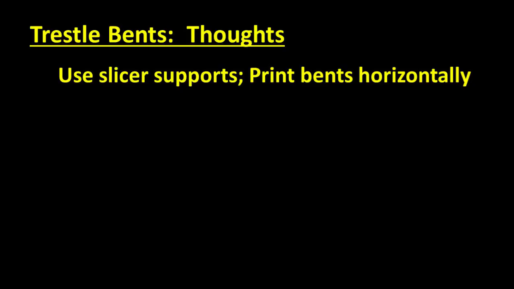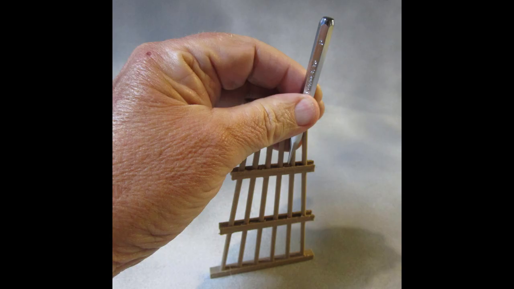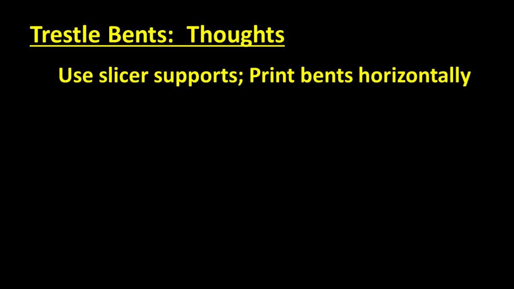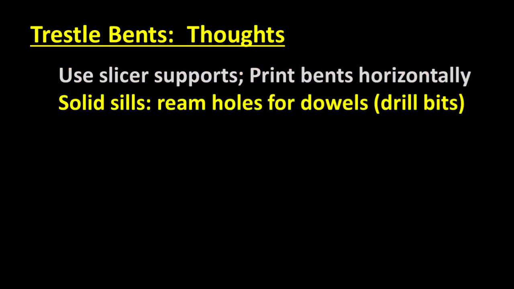When choosing the option with horizontal planks, and when slicing the bents, I suggest using slicer-generated supports. The areas between the pillars can be removed easily with a punch by knocking them out from the top. I print my bents horizontally to reduce stringies.